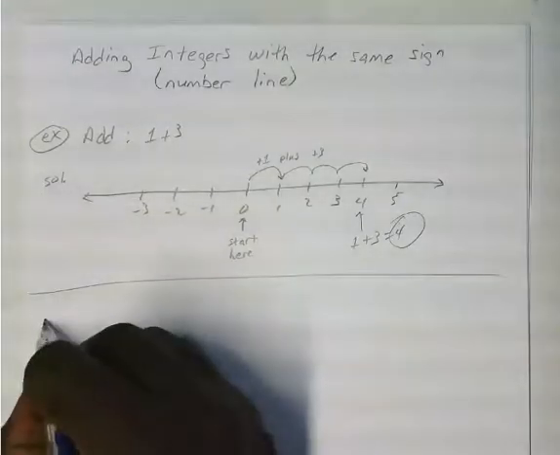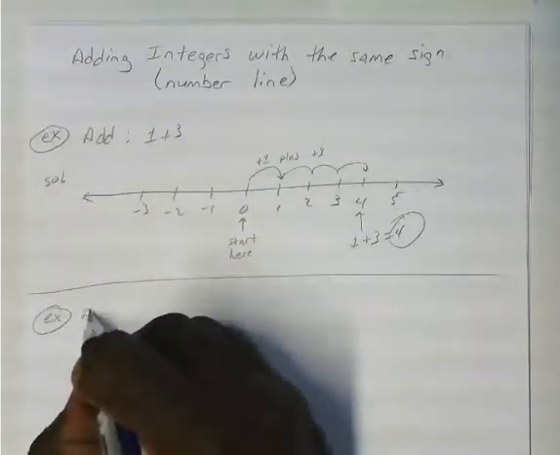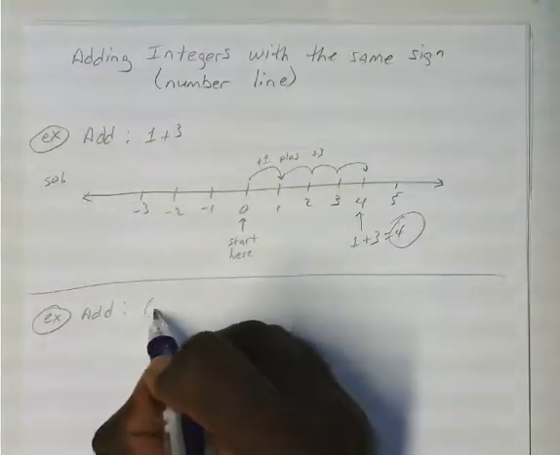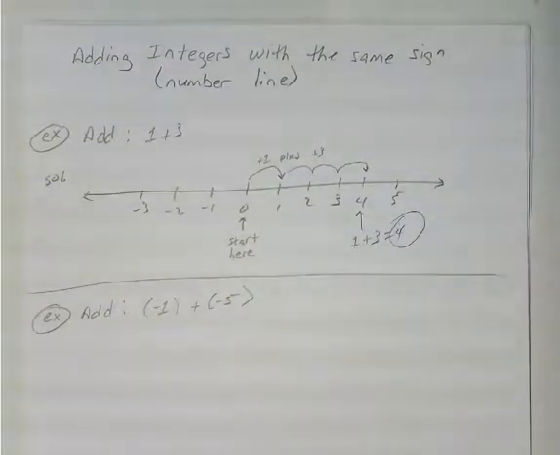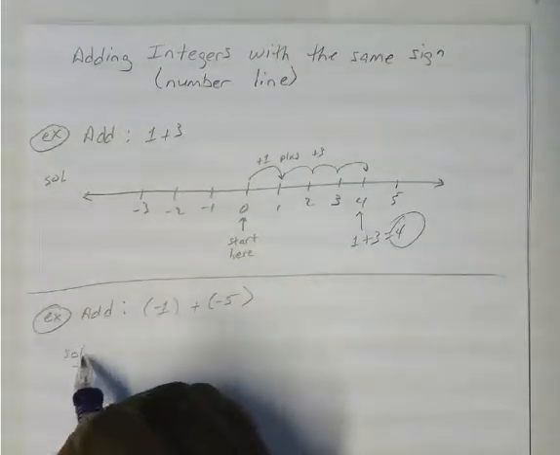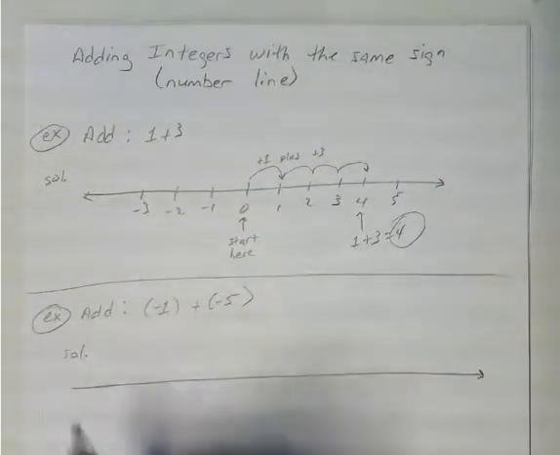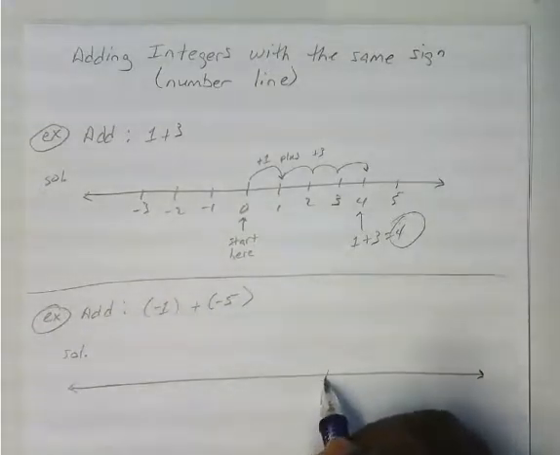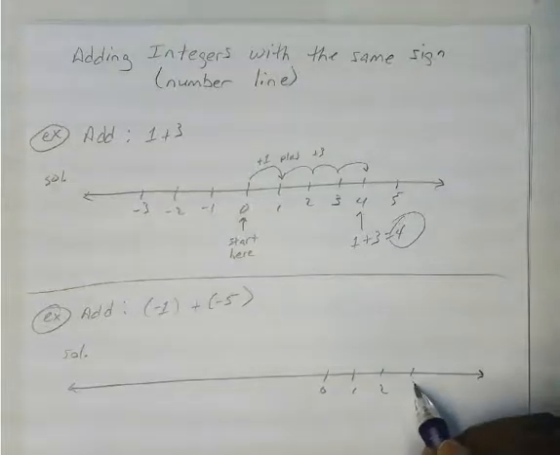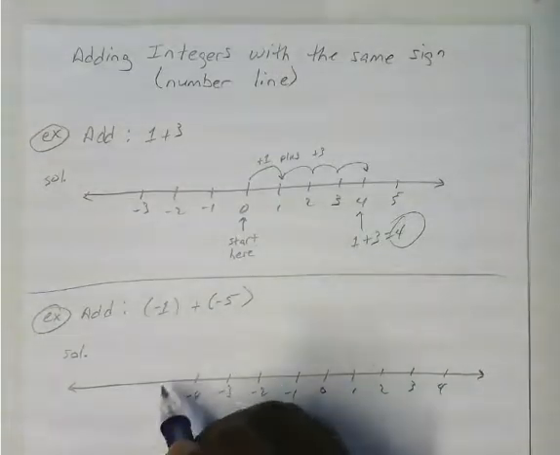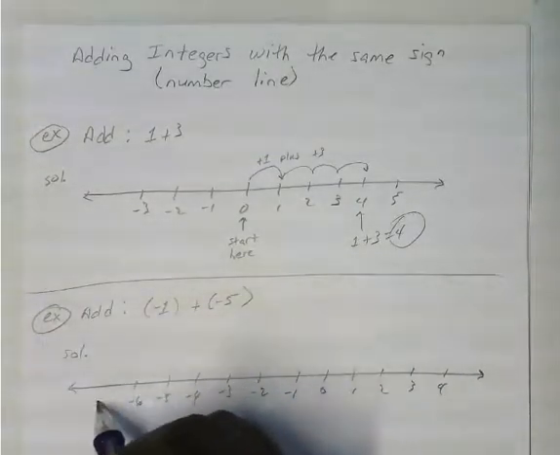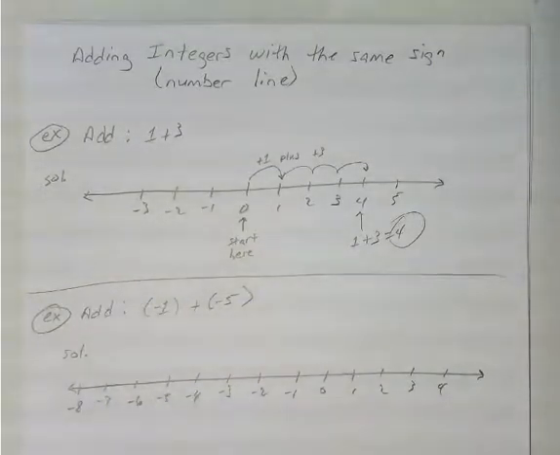Okay, so let's say we decide to add negative 1 plus negative 5. Okay, so let's go 0, 1, 2, 3, 4, negative 1, negative 2, negative 3, negative 4, negative 5, negative 6, negative 7, and we'll go to negative 8.